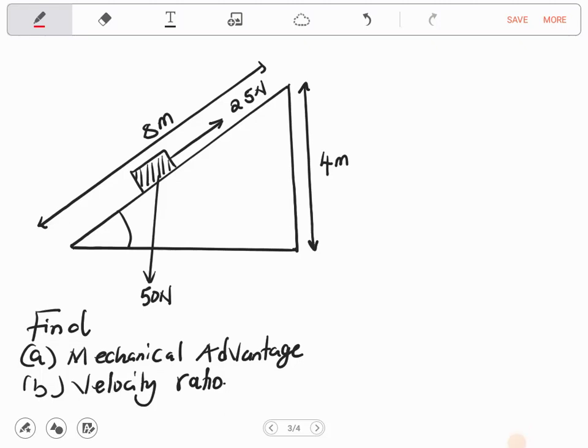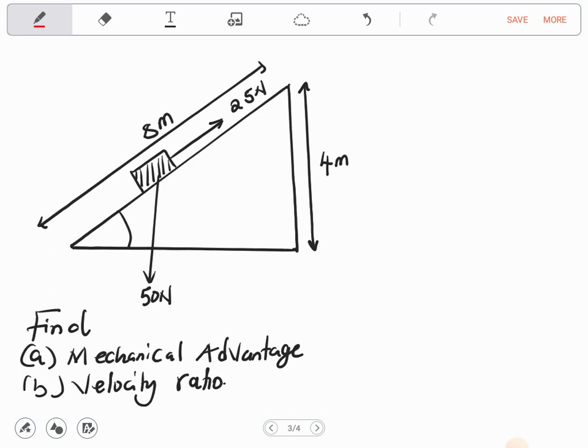So here is a question where we are asked to find the mechanical advantage and the velocity ratio. Now, we are given an inclined plane with the weight of this object, which is 50, being pulled up, we can say the direction of the arrow, by a 25 Newton force. And we have the vertical distance here 4 meters, and we have the diagonal distance 8 meters. So how do we find mechanical advantage and how do we find velocity ratio?